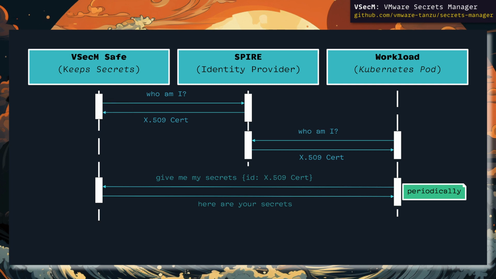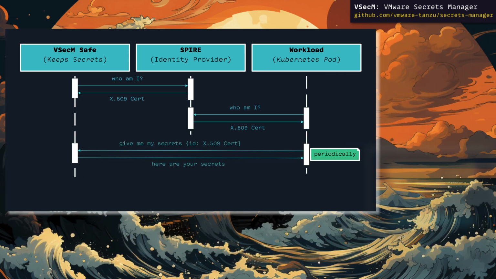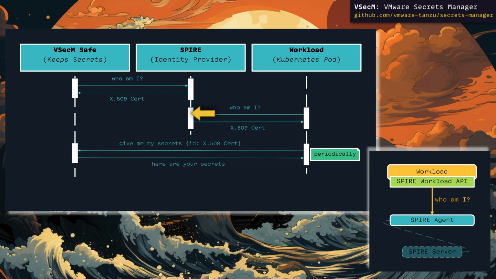The same thing happens for the workload. The workload asks Spire, "Who am I?" And Spire will send a different X509 digital certificate to the workload once it cryptographically verifies its identity. If either of these components is an imposter, then Spire will fail to attest the component's authenticity and will not dispatch the certificate. When both Safe and the workload have certificates, they can establish an MTLS connection to exchange secrets securely.